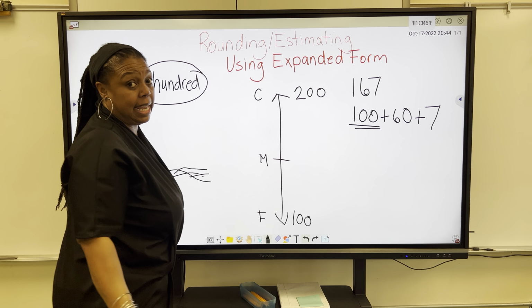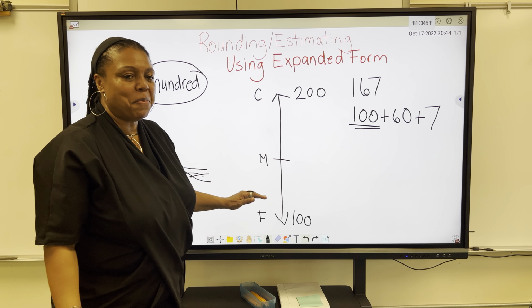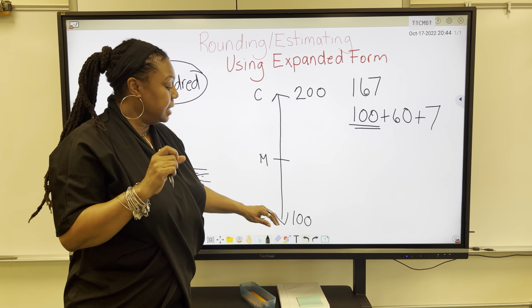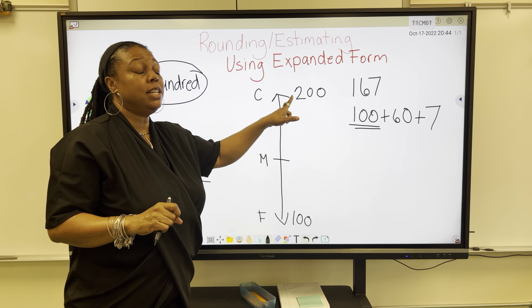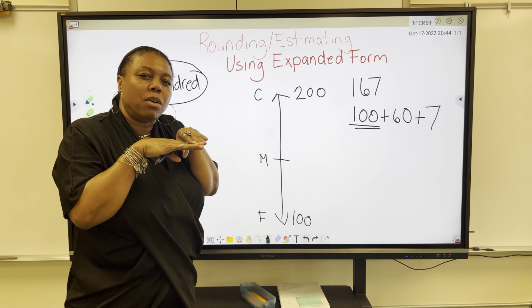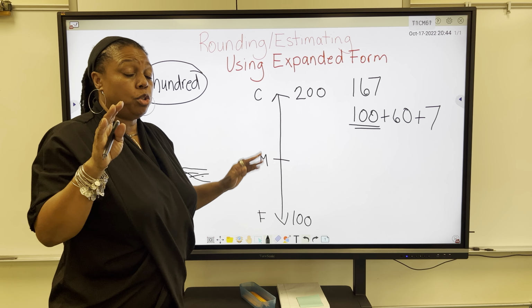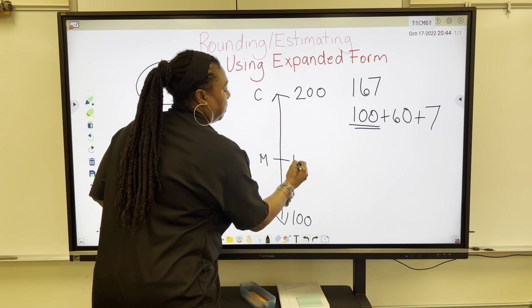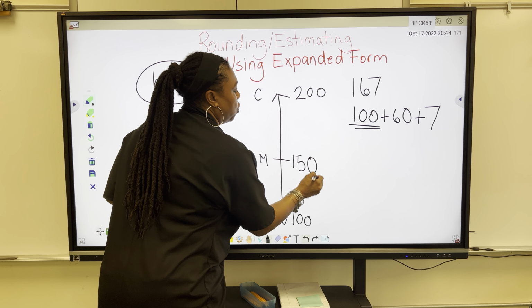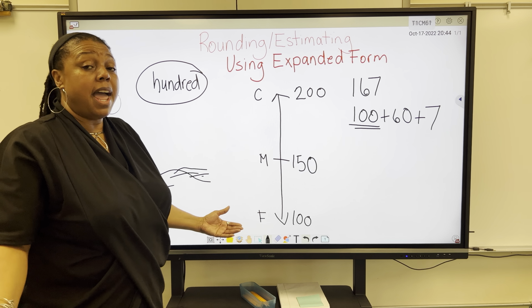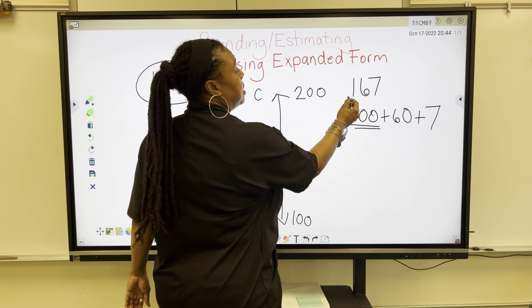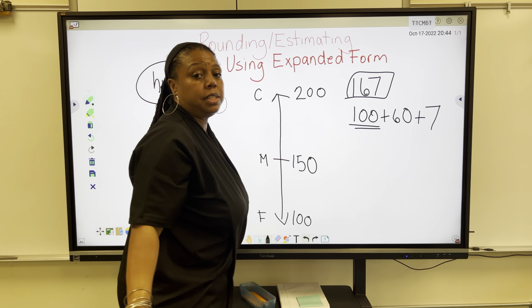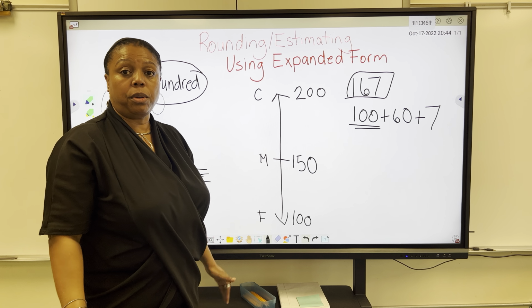I was getting fancy. All right, so our midpoint. We need a number that is between 100 and 200, the middle of 100 and 200, which would be 150. Now all we have to do is simply plot this number, 167, on this vertical line.